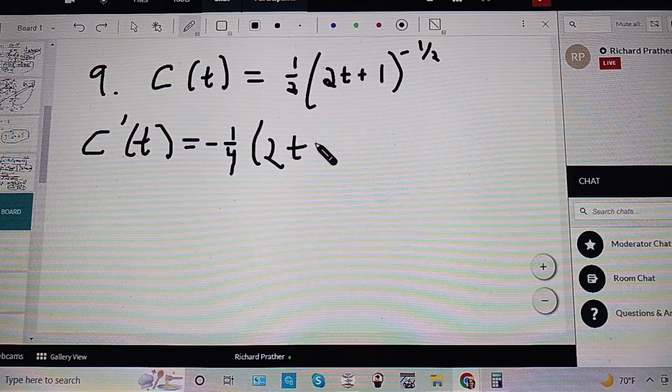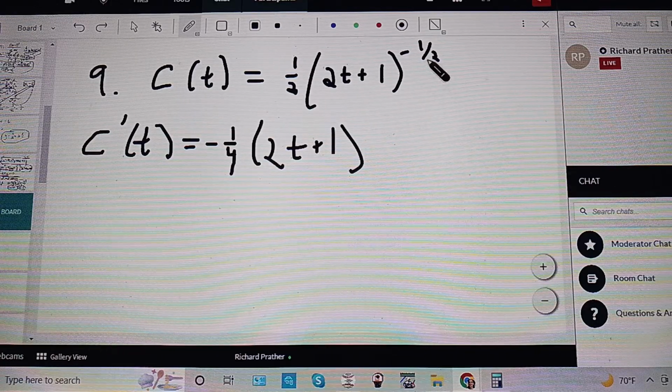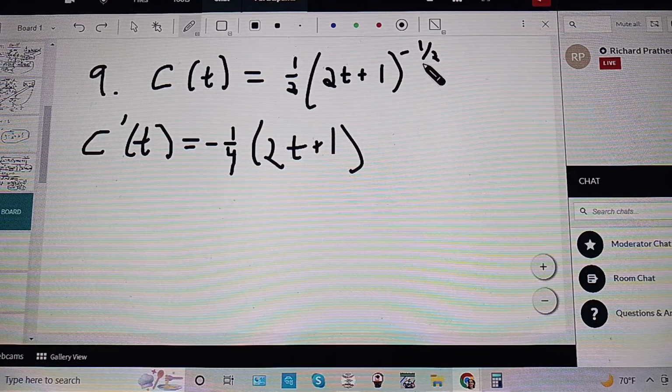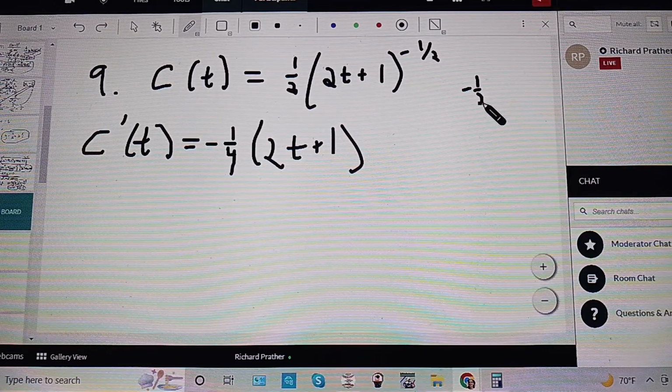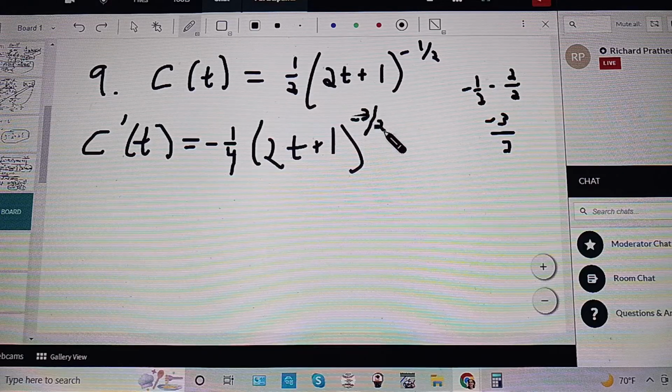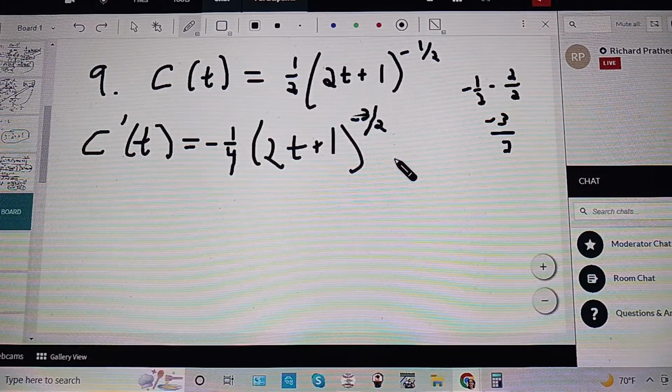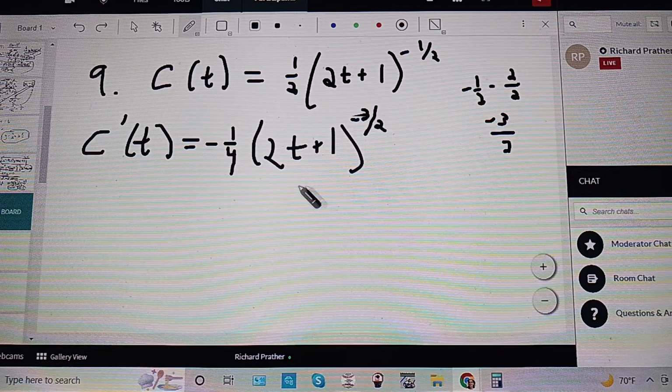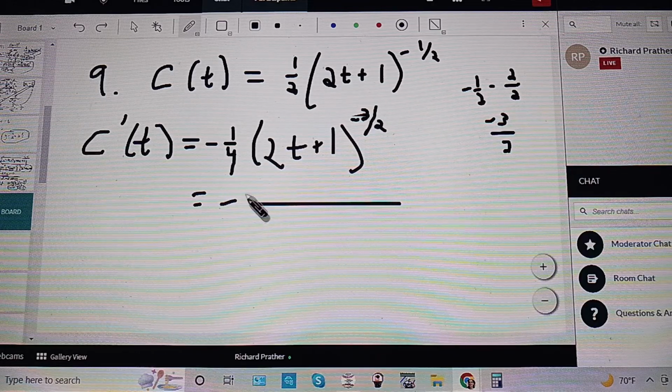Rewrite the base. Decrease the exponent by 1. Negative 1/2 minus 1 is the same thing as negative 1/2 minus 2/2. That's negative 3/2. We are going to be plugging numbers into this, so I would put the negative exponent in the bottom, maybe even use a radical here. So we got a negative 1/4.